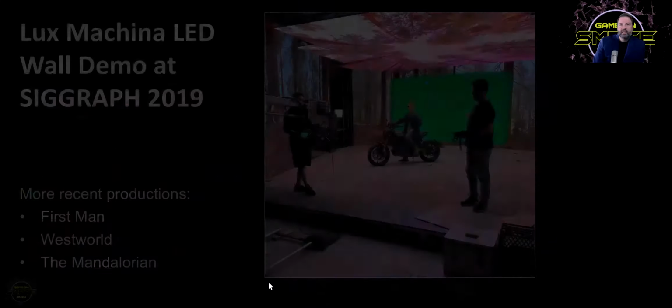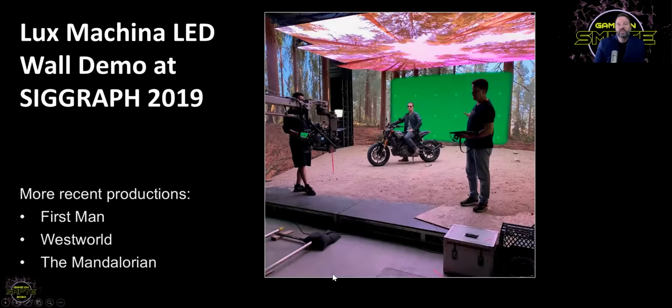We've since, in Los Angeles and other places, seen a flurry of new excitement for using image-based lighting techniques with LED lighting reproduction for virtual production, including Lux Machina's LED wall demo that they showed at SIGGRAPH 2019, and a number of large-scale productions such as First Man and Westworld and The Mandalorian, which have been using these techniques to great effect for today's filmed entertainment. And it might really take off and be a very standard way of doing some of this work.